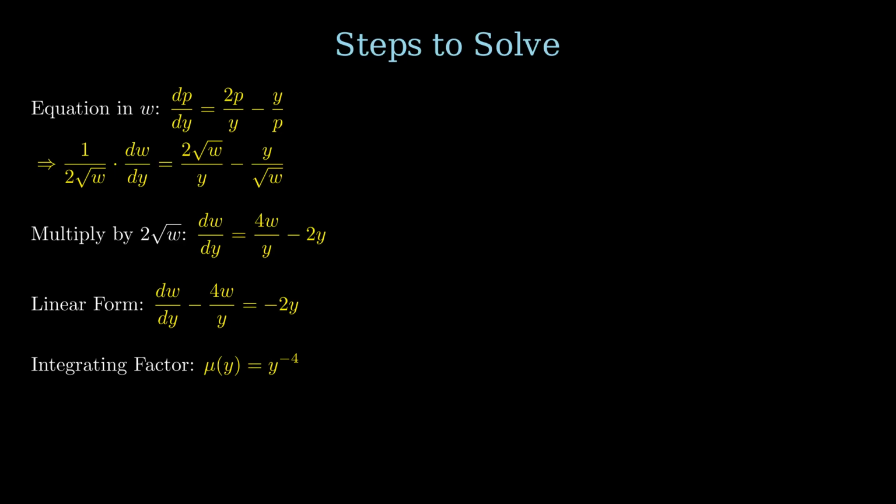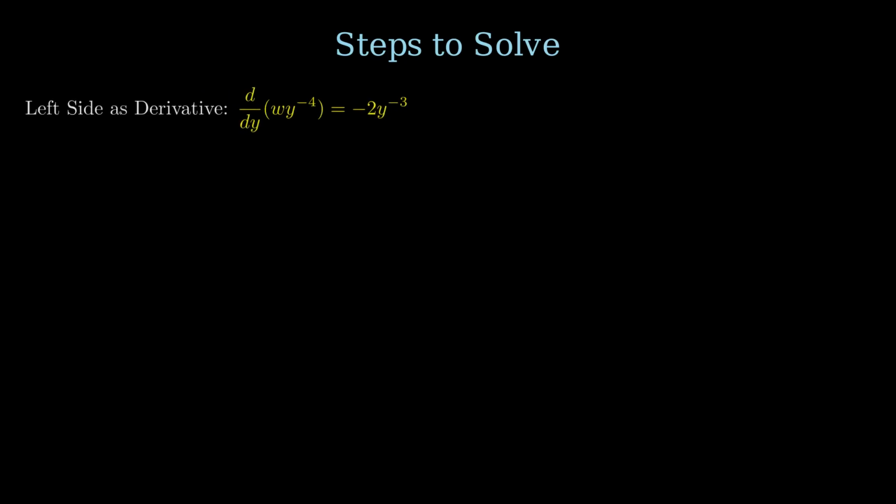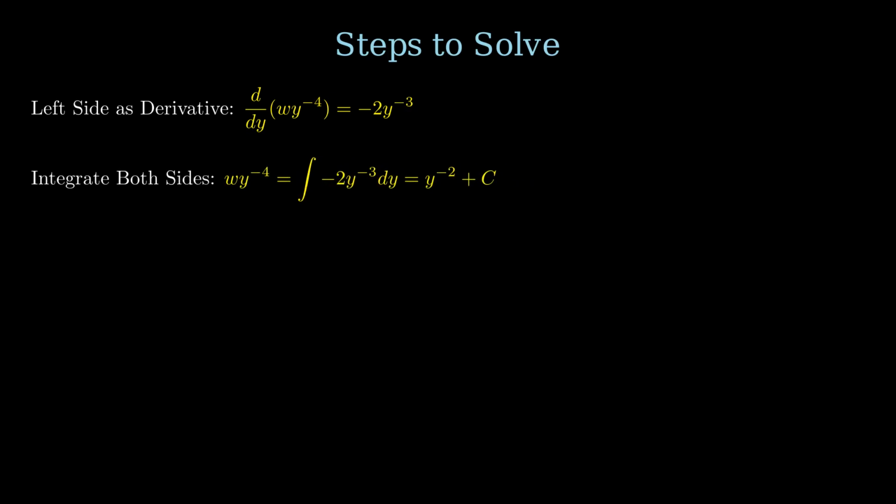We find the integrating factor, which is y to the power minus 4. We multiply the differential equation by the integrating factor. Now the left-hand side becomes a total derivative. We integrate both sides. Multiplying through by y to the power 4 gives the expression for w.